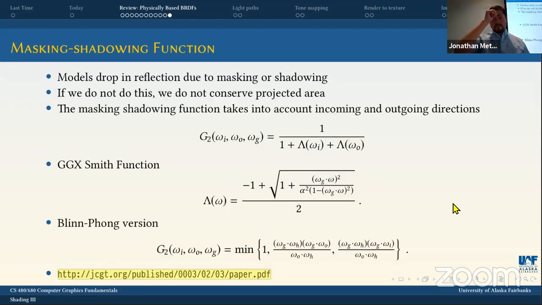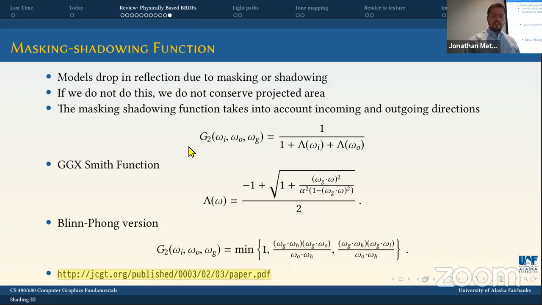Okay, so now that we have the distribution D, we want to plug this into the masking shadowing function, which is G2. There is a G1, but the only difference between G1 and G2 is that we have 1 over 1 plus lambda for one direction. G2 uses both the incoming direction and the outgoing direction, which makes sense. You'd expect that masking or shadowing would apply to the incoming direction, and then in turn, anything that could be reflected would be attenuated by how much could even leave the surface to begin with.